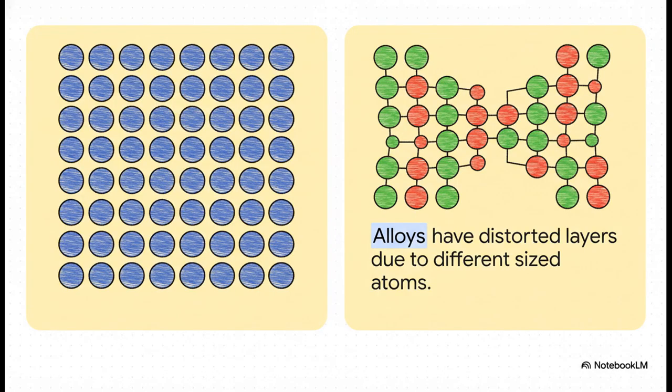So, picture this in your head. A pure metal is like a perfectly organized parking lot, with all the cars, the atoms, being the same size, lined up in neat, orderly rows. It's easy to move through. But an alloy? That's like throwing a few massive trucks into the mix. It completely messes up the neat layers and distorts the whole structure. And that distortion, that's the key.